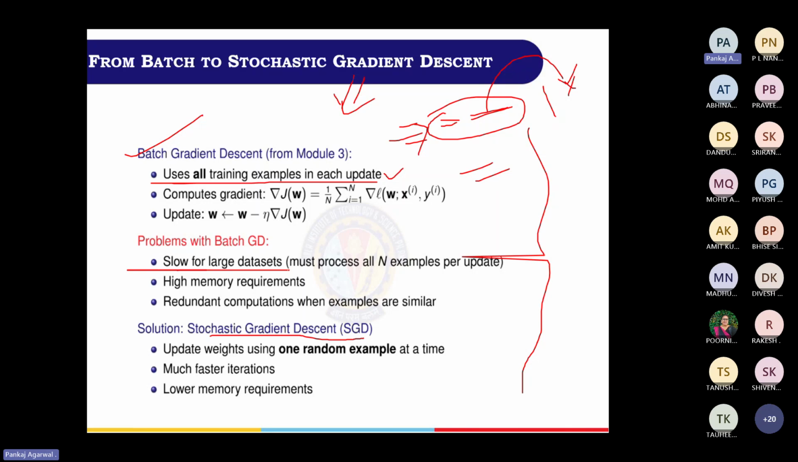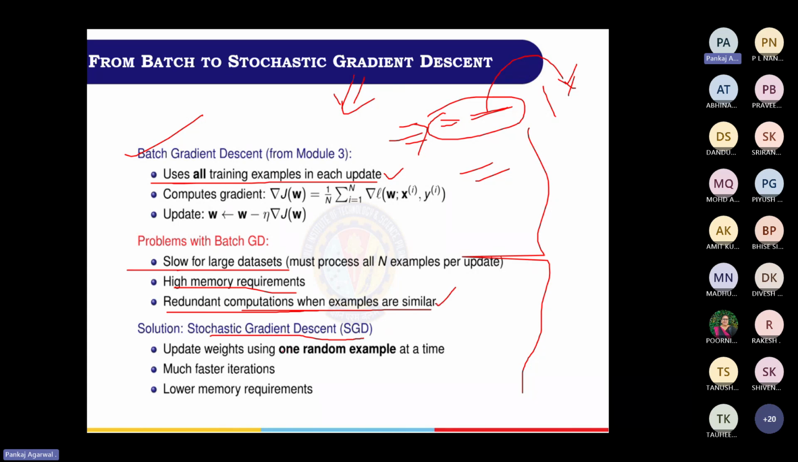Because when you talk about classification problems, you may not have a huge number of classes, or you may not have a huge number of samples, right? But again, it depends. If it is huge, obviously you have to pay that particular price. So it is slow for large data sets, has high memory requirements, and involves redundant computations when examples are similar, obviously.